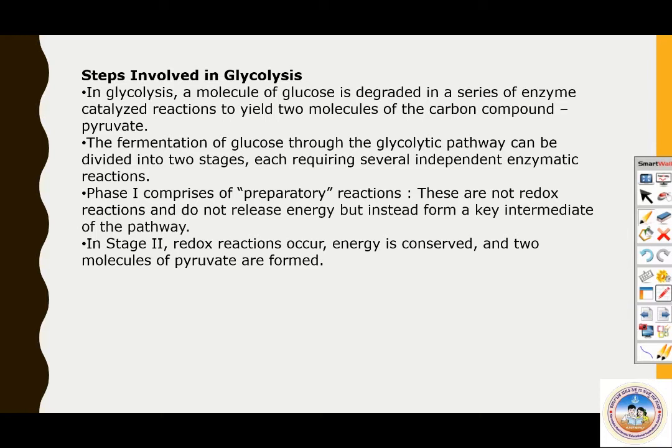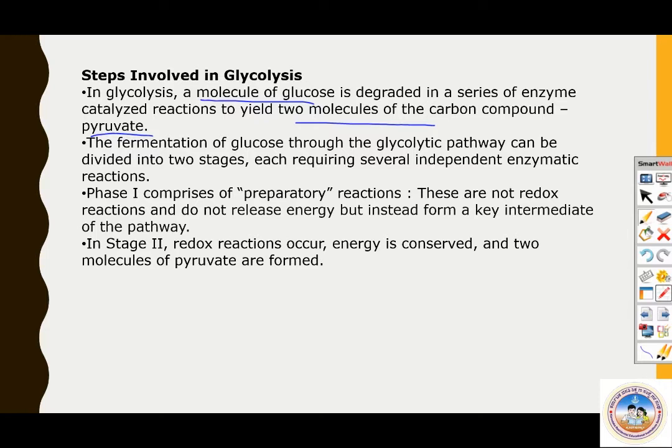Okay children, now listen up. In glycolysis, a molecule of glucose. Children, what do you mean by a molecule of glucose? A molecule means one molecule of glucose. It is degraded in a series of enzyme-catalyzed reactions to yield two molecules of the carbon compound pyruvate. What are they saying? From one molecule, how many pyruvate does it give rise to? Two molecules of pyruvate. Am I clear to you?